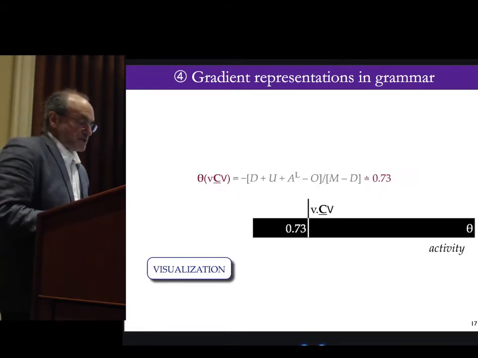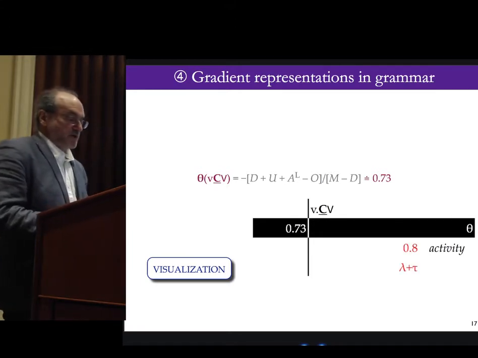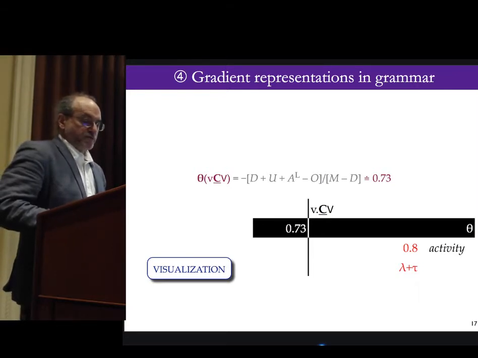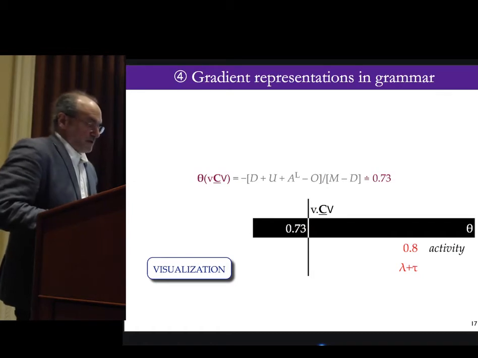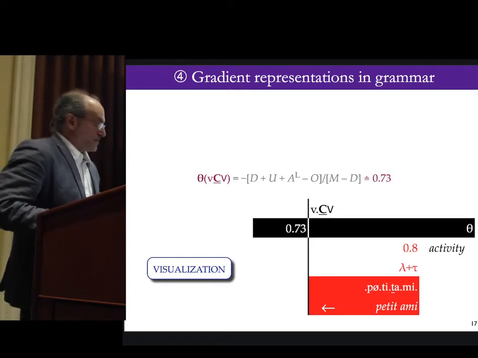Visualization of the analysis deploys a black bar as an activity axis on which we place the threshold for the given environment. Then we place the element occurring in that environment at its underlying activity level. Here, the medial T of "petit ami" has underlying activity 0.8. Because the activity exceeds the threshold, it is optimal for the element to surface in this environment.